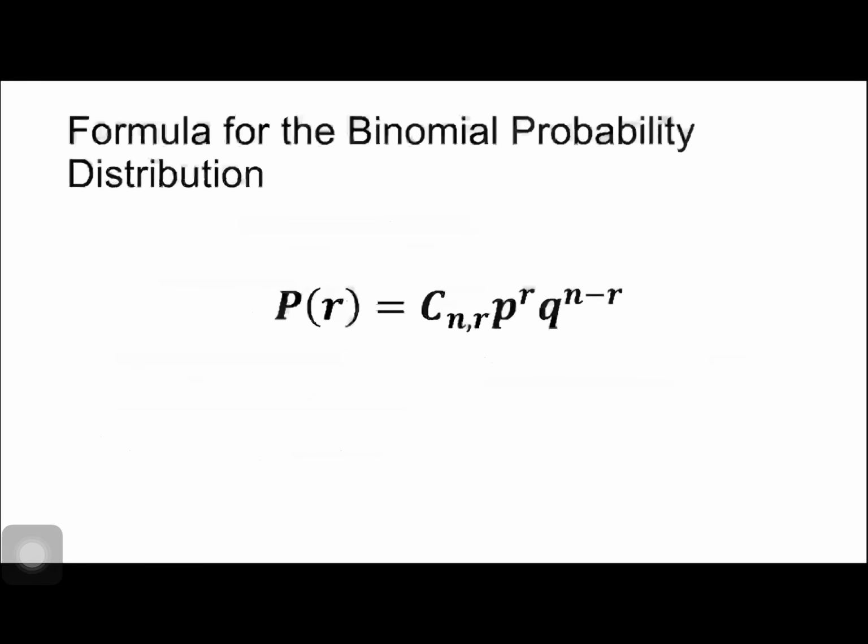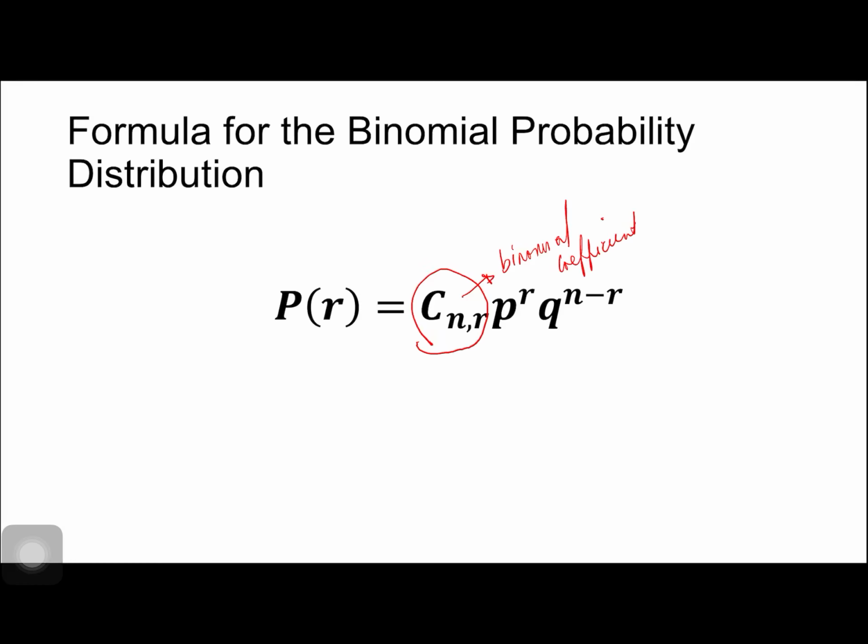We have P of R is equal to nCr, which is the coefficient of the binomial experiment, times P, the probability of success raised to R, times Q, the probability of failure raised to N minus R. So nCr is called the binomial coefficient.